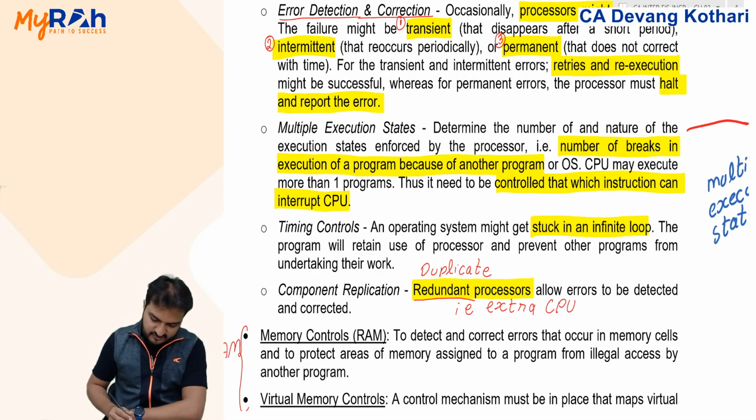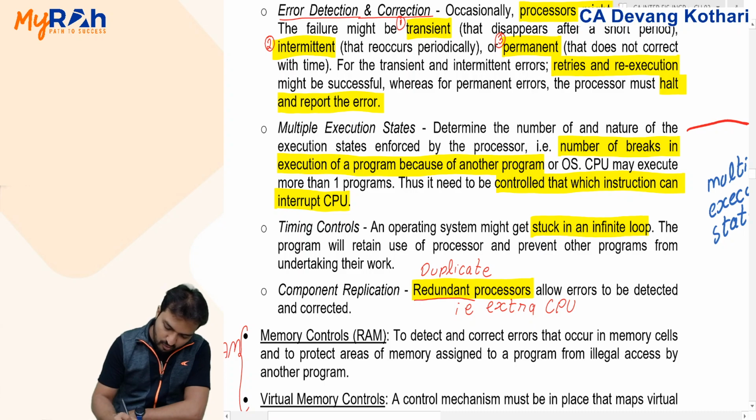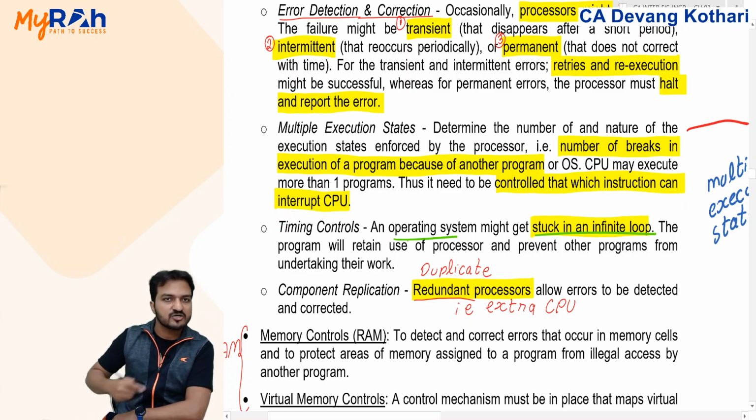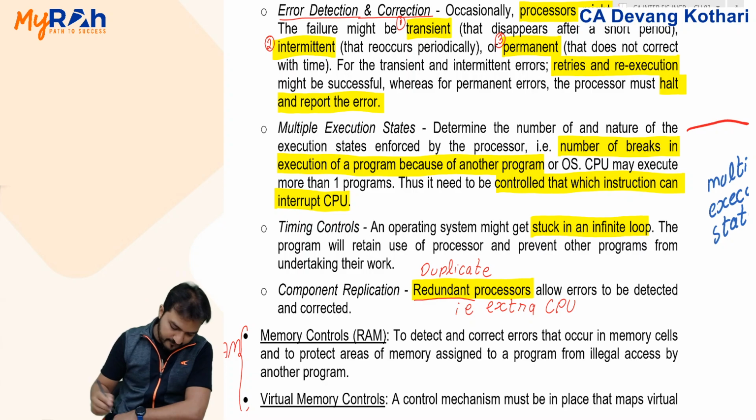So there has to be a control over the number of breaks in the execution of a program because of another program or operating system. It has to be controlled which instruction can interrupt the CPU. Timing controls. Many times the operating system might be stuck in an infinite loop. It keeps on processing the same instructions again and again. Then timing controls will give out an error and bring the CPU out from the loop.